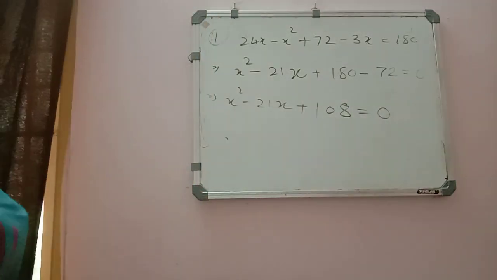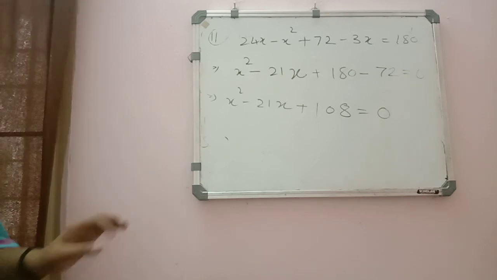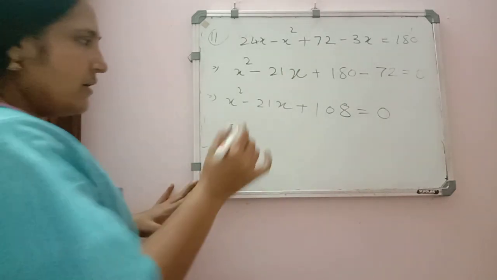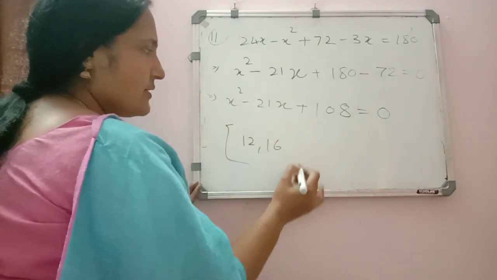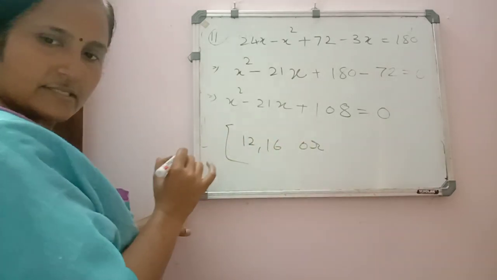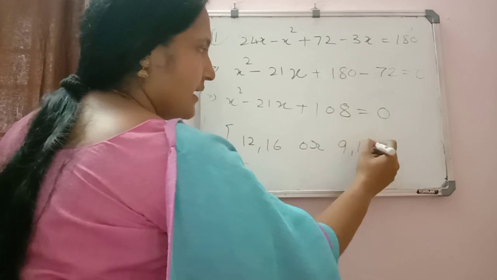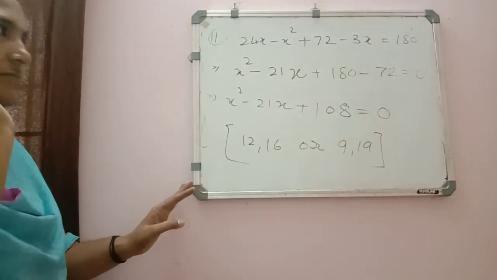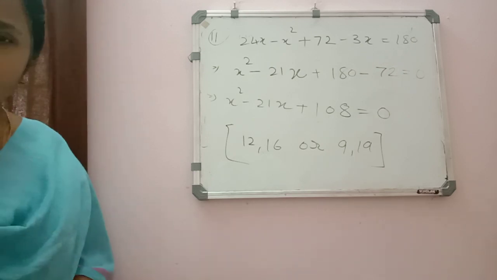Now you can solve this question. If you solve, you will get 2 answers. So both the answers are possible. One will be equal to 12 or 16, or the next answer will be equal to 9 and 19. Hope the method is clear to you.